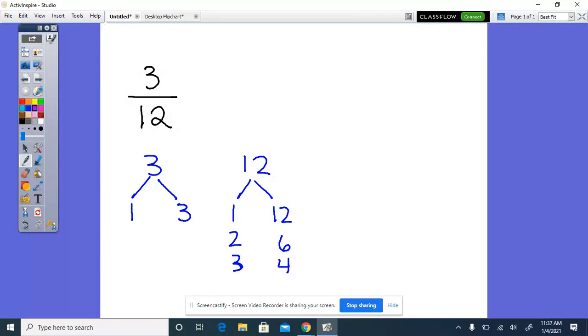Okay, so what numbers do both charts have in common? The biggest number they have in common is 3. That is called the greatest common factor, the GCF. Greatest common factor. That means the biggest factor that both 3 and 12 have in common. So we're going to use that number, because since 3 goes into 3 and since 3 goes into 12, that tells us that that fraction is not in simplest form.